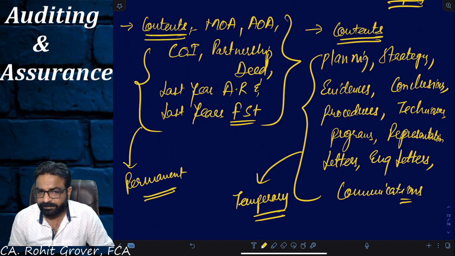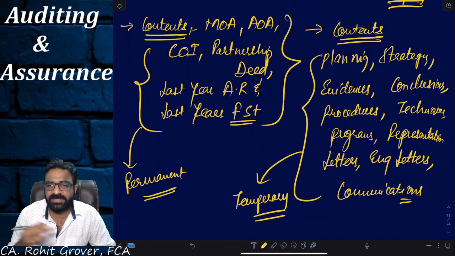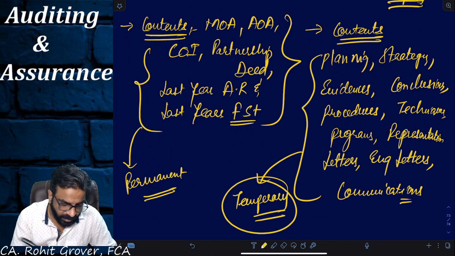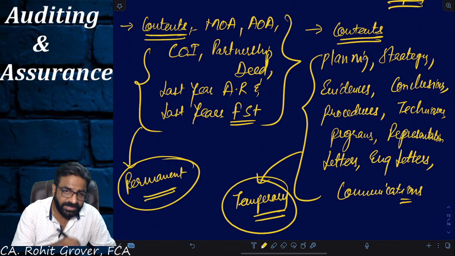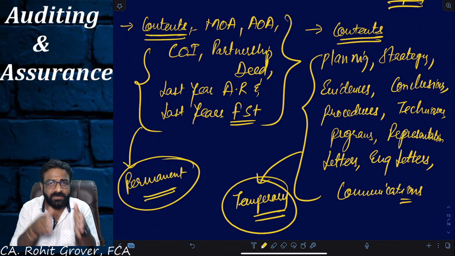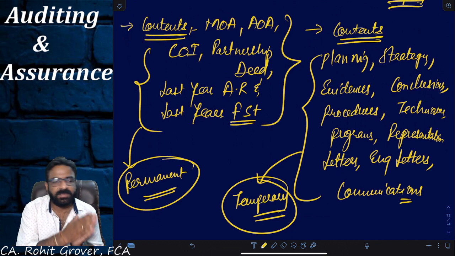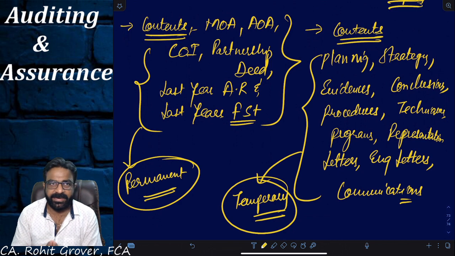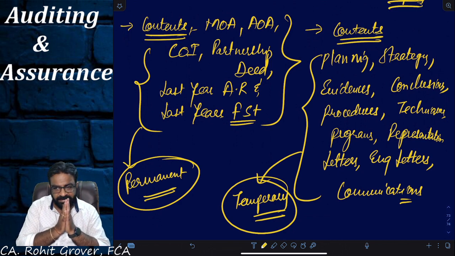Please confirm. Yes. So these planning, strategy, evidences, conclusions are temporary in nature. And these documents called MOA, AOA, COI, partnership deed, they are permanent in nature. So from the nature of the documents which we put in the file, we have taken up this name. This is called the permanent audit working file, and that is known as the temporary audit working file. I hope everyone is crystal clear.